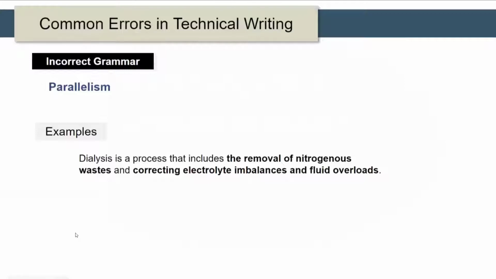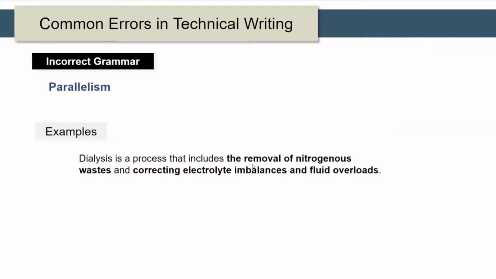Another type of grammatical error that we make is in parallelism. Whenever there are two clauses or two parts of a sentence that are seemingly equal, seemingly parallel to each other, say: dialysis is a process that includes the removal of nitrogenous waste and correcting electrolytic imbalances and fluid overload. So what are the two parallel elements here? The removal part and the correcting electrolytic imbalances.